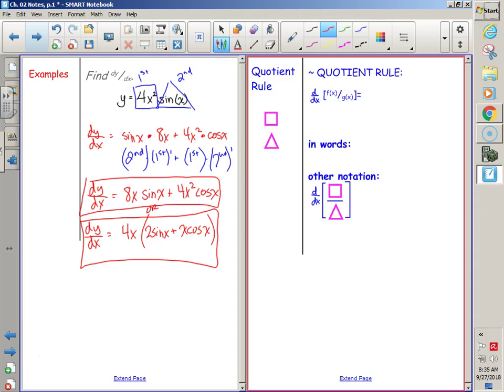Quotient rule time. Why? Because we've mastered the product rule? Not even close. Not even close. But we're going to get the other rule down first so that we have both rules. The rest of our forever card, quotient rule.